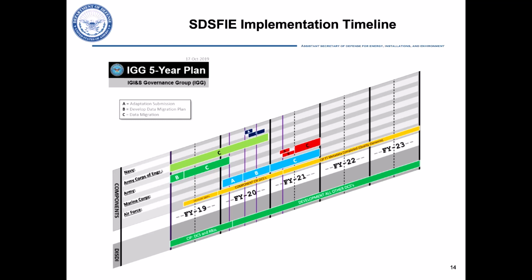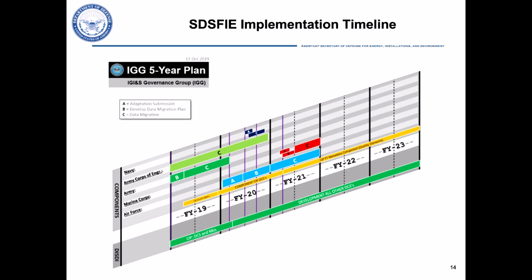One of DISD's support functions is to create and regularly maintain the IG 5-year plan for SDSFIE development and component implementation. Looking at this historical plan from the fall of 2019, we can see that each of the 4 armed services and Army Corps of Engineers has, per the 2017 SDSFIE V Gold 4.0 mandate, created a headquarters-level adaptation, an implementation plan for their HQ model, and have migrated their holdings of each of their authoritative data sources, or ADS, to that new model. For example, the blue bars labeled A, B, and C represent the schedule for the Air Force's implementation process.